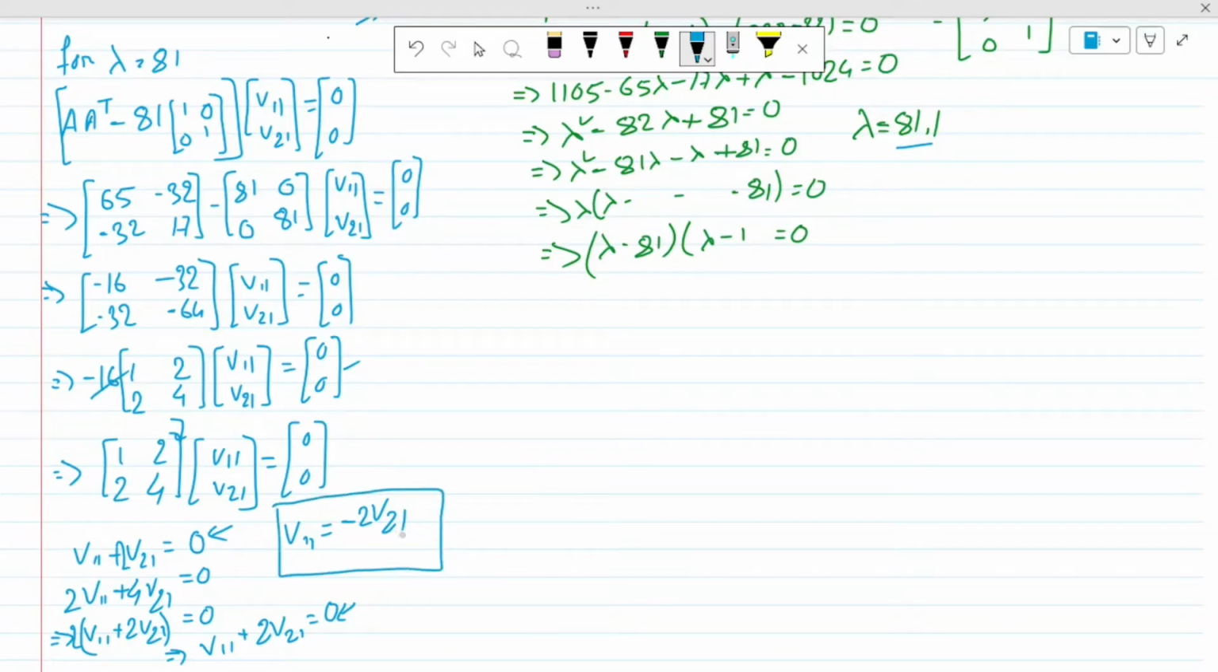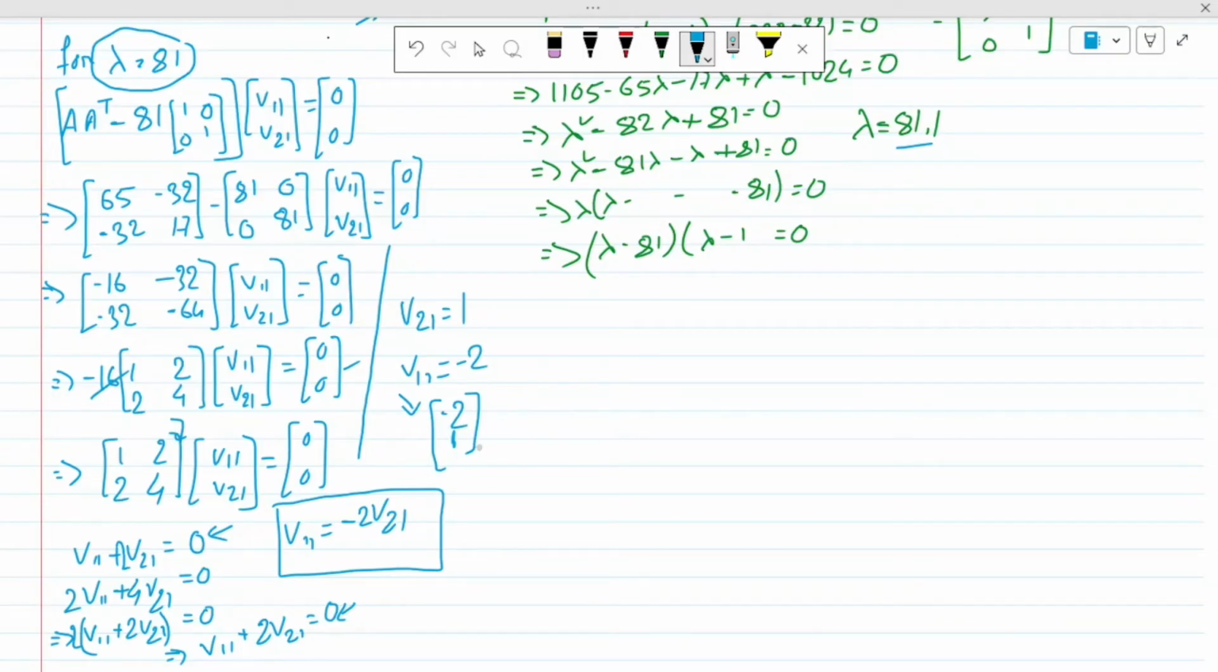So now if you consider the V21 value as 1, then what is V11? Let's assume V21 equals 1. Then what will be the value of V11? If you put V21 value as 1, then V11 will be minus 2. So our first vector is V11 equal to minus 2 and V21 equal to 1, and this is our first eigenvector. So from 81 we got it. If you consider lambda equal to 81, then our eigenvector is minus 2 and 1. So minus 2 and 1 is the first eigenvector.